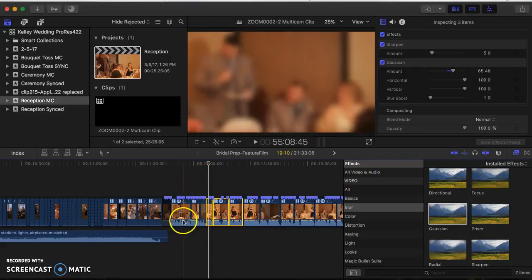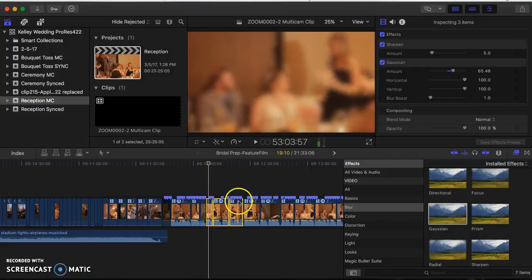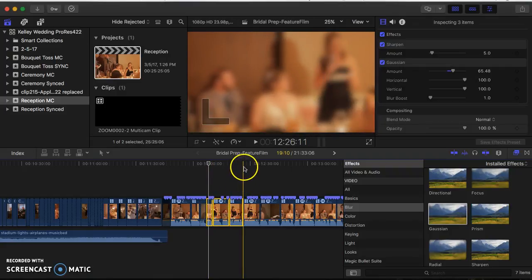So now we have something funny with the groom, something serious with the groom, some serious stuff with the maid of honor talking about the groom, and then right here there'll be a significant amount of space, and the maid of honor will talk about the bride.